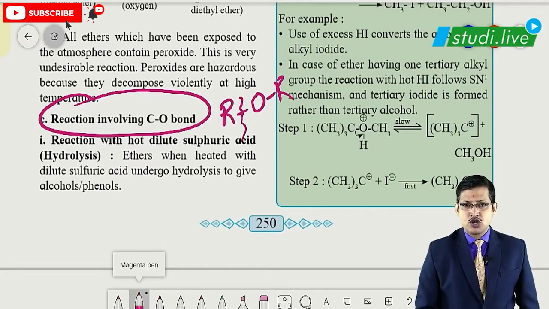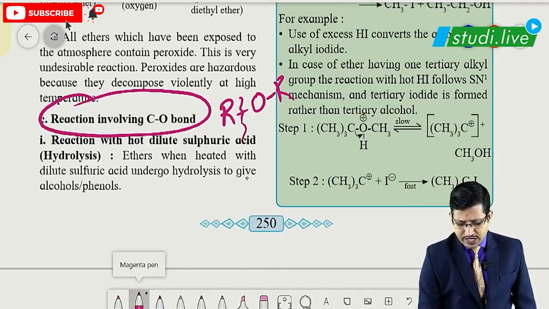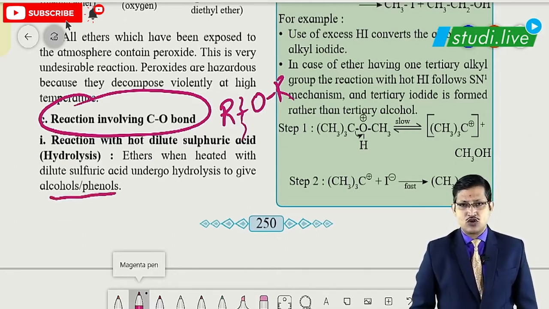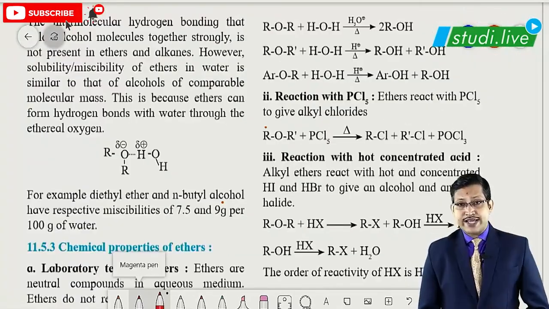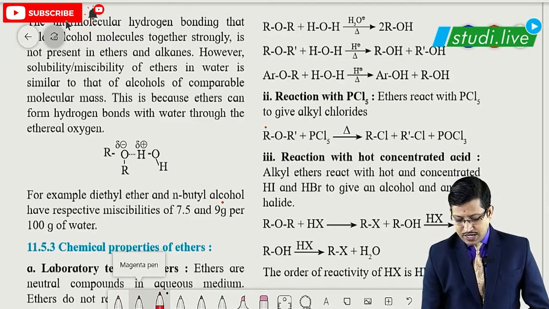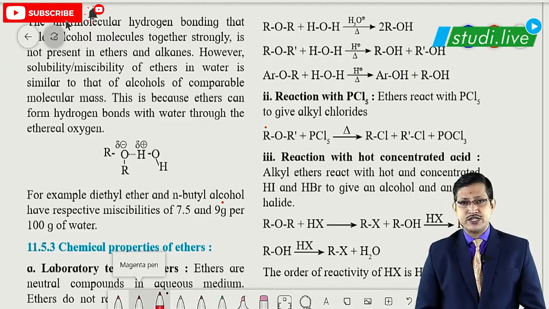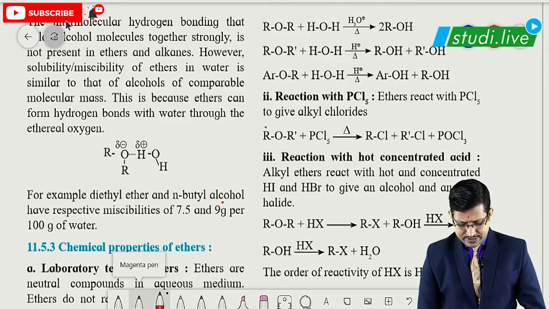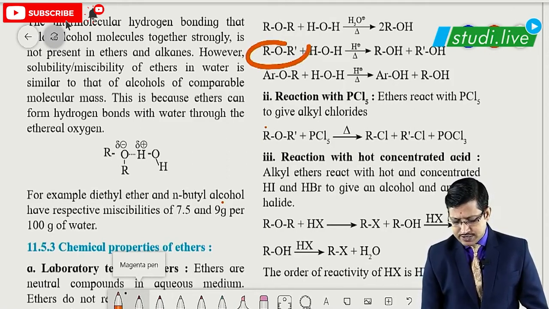So, reactions with hot dilute sulfuric acid. Ethers, when heated with dilute sulfuric acid, undergo hydrolysis to give either alcohols or phenols. Now, in the reaction for ROR, that ROR is a symmetrical ether, and the second one, ROR dash, is an unsymmetrical ether. This is unsymmetrical, this is symmetrical.